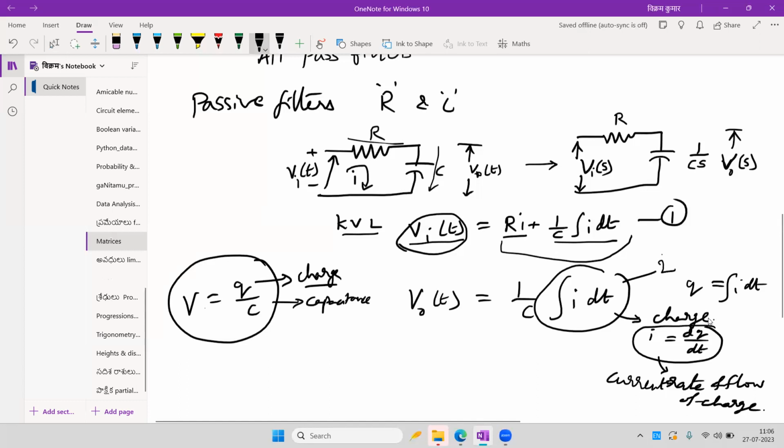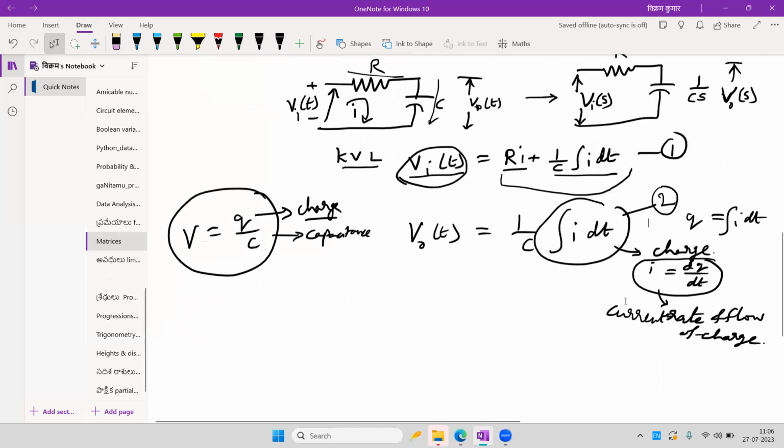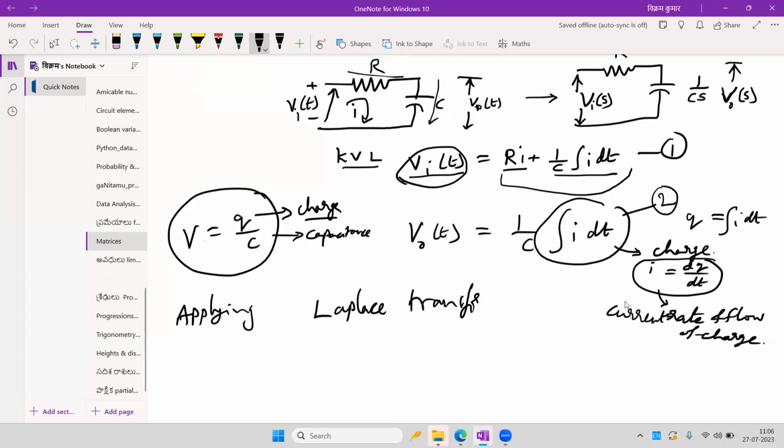So this is my equation number 2. Now what I will do is apply the Laplace transform on both sides, for equation 1 and also equation 2. So the first equation is going to become something like this. It will become Vi of S is equal to... something happens. Yeah, I'll do it. I'll share it once more.